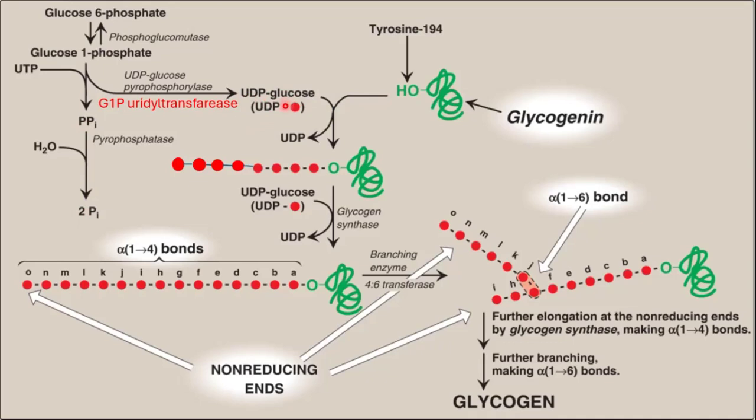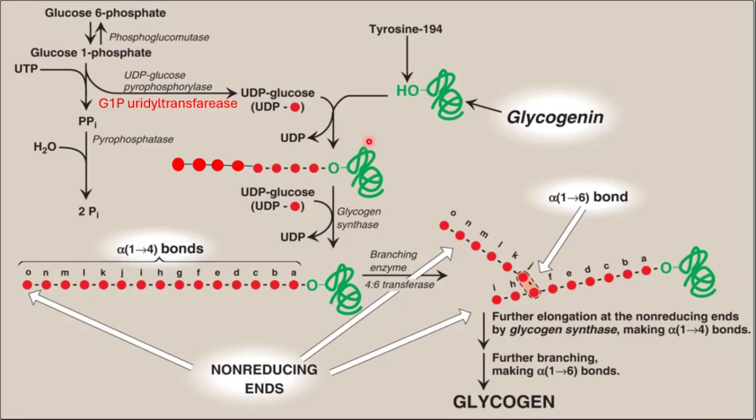So UDP glucose is the one now which will be added. Several UDP glucose molecules will merge with each other to form a glycogen molecule. But for that reaction to take place, where you are adding the UDP glucose, which is catalyzed by the enzyme glycogen synthase, you require a primer. A primer is required. Now, how is that primer made?